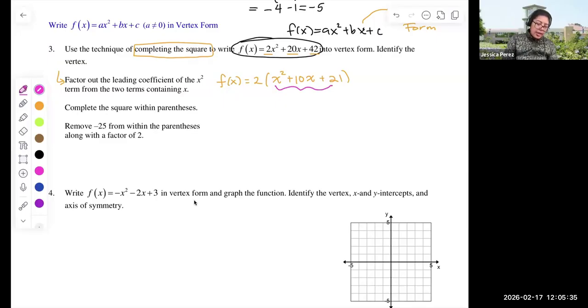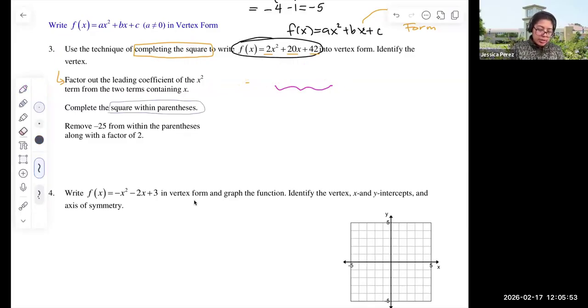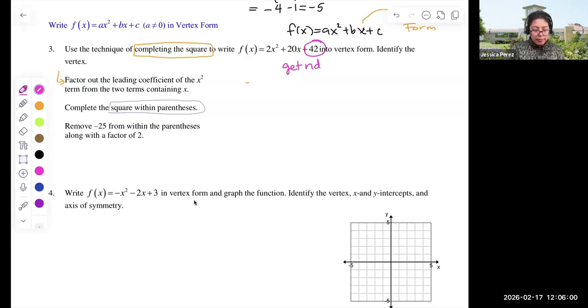Now, what you normally do is you complete the square within the parentheses. That means you only focus on these two terms. The 21 is kind of left over. You don't touch that one. The way that I do it is a little bit different. Before I factor it out, I actually get rid of the constant term first. So my technique is a little bit different. I get rid of the constant by moving it over to the other side.